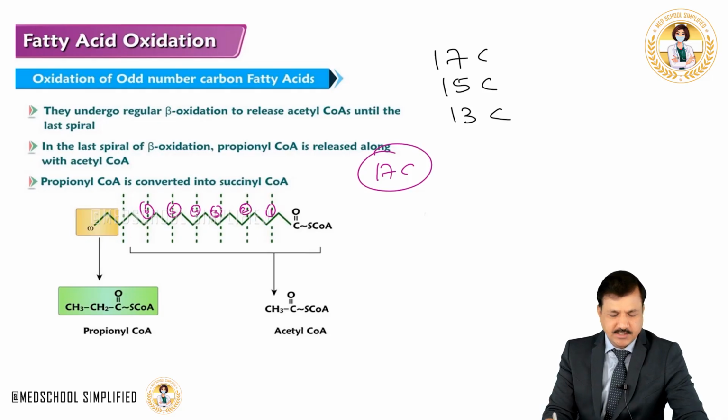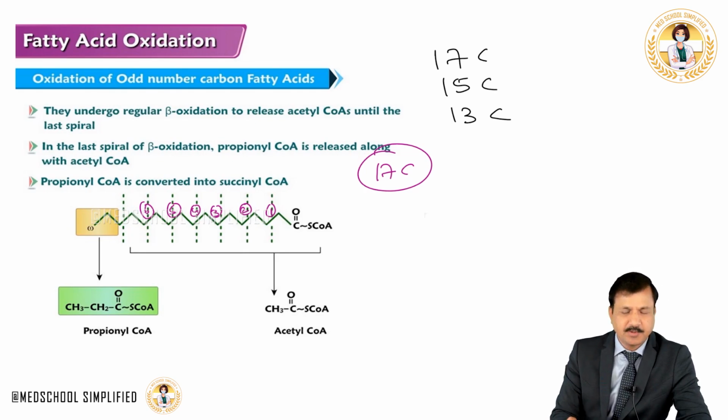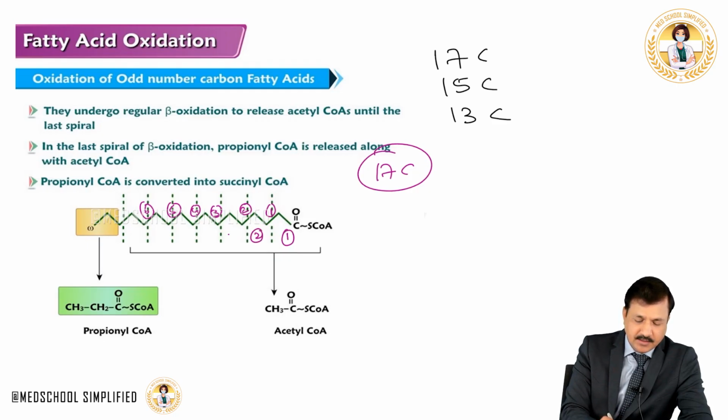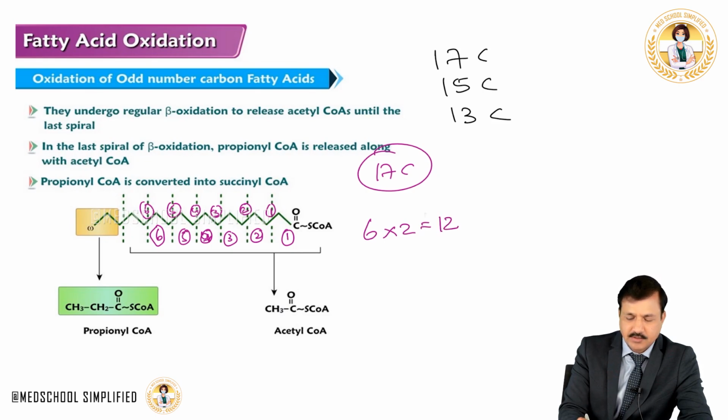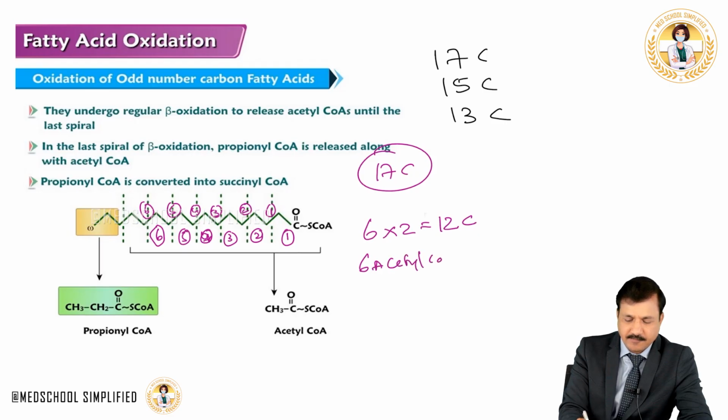So there are 6 beta oxidation spirals going on. In each of these beta oxidation spirals, let's look at the acetyl-CoA molecules that are released. One acetyl-CoA here, and the second, third, fourth, fifth and sixth acetyl-CoA. So 6 beta oxidation spirals will give you 6 acetyl-CoA molecules, and each acetyl-CoA is 2 carbons, so 6 multiplied by 2 is 12. So 12 carbons are all released as 6 acetyl-CoAs.